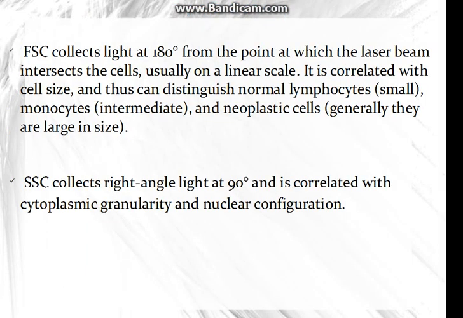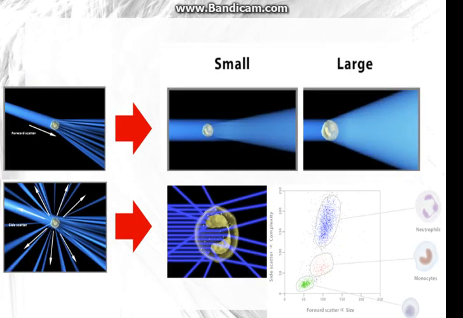Okay, so there is a forward scatter. It collects the light at 180 degrees, and it tells about the cell size. How will we differentiate? We will differentiate normal cells, monocytes, and neoplastic cells on the basis of cell size. And the side scatter will tell us about the cytoplasmic granularity and nuclear configuration. An example is the neutrophil. The side scatter of a neutrophil is higher because it has a higher quantity of granules present.